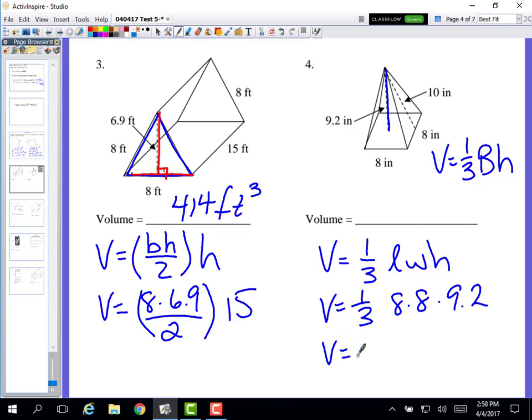So when we multiply this together, 8 times 8 times 9.2 divided by 3, we end up with 196.26 with a bar. Well, this 6 is big enough to do something to this 2, so our answer becomes 196.3 inches cubed.